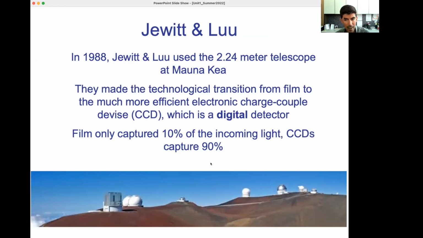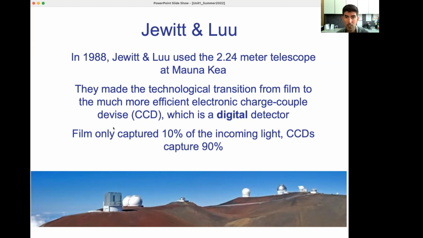The astronomers were aided by a new technology that was just being put into the largest telescopes on Earth. So here are the Mauna Kea observatories. These are at the top of Mauna Kea in Hawaii. These are some of the world's best telescopes for viewing the night sky and deep into the dark parts of our solar system. And at this time, in 1988, the first digital cameras were being installed on these telescopes. This technology is called the charge-coupled device.